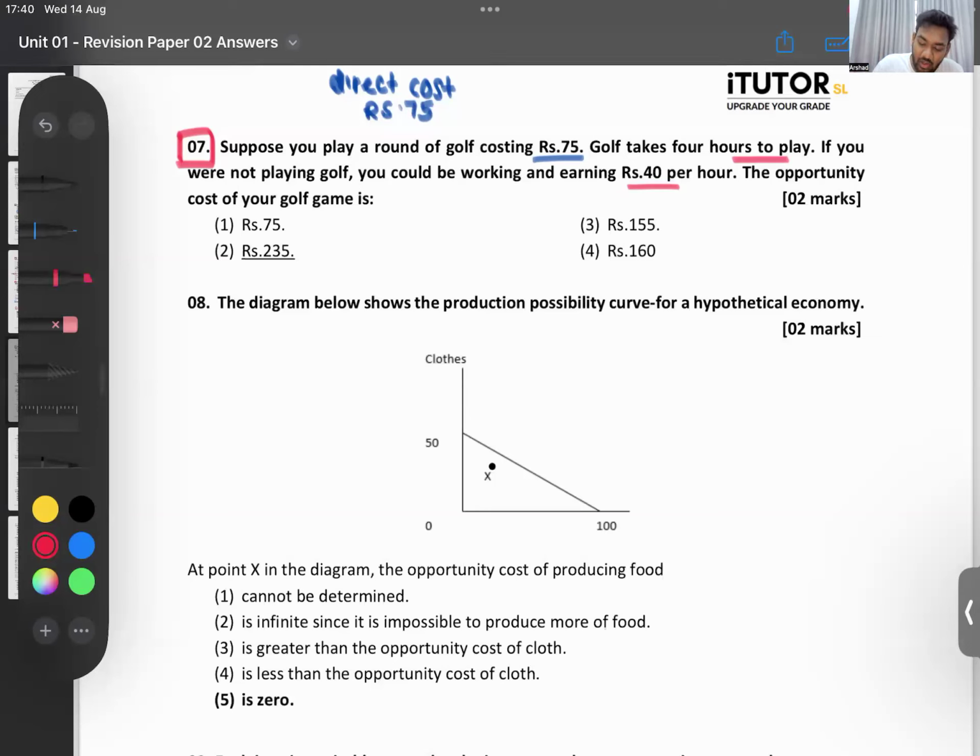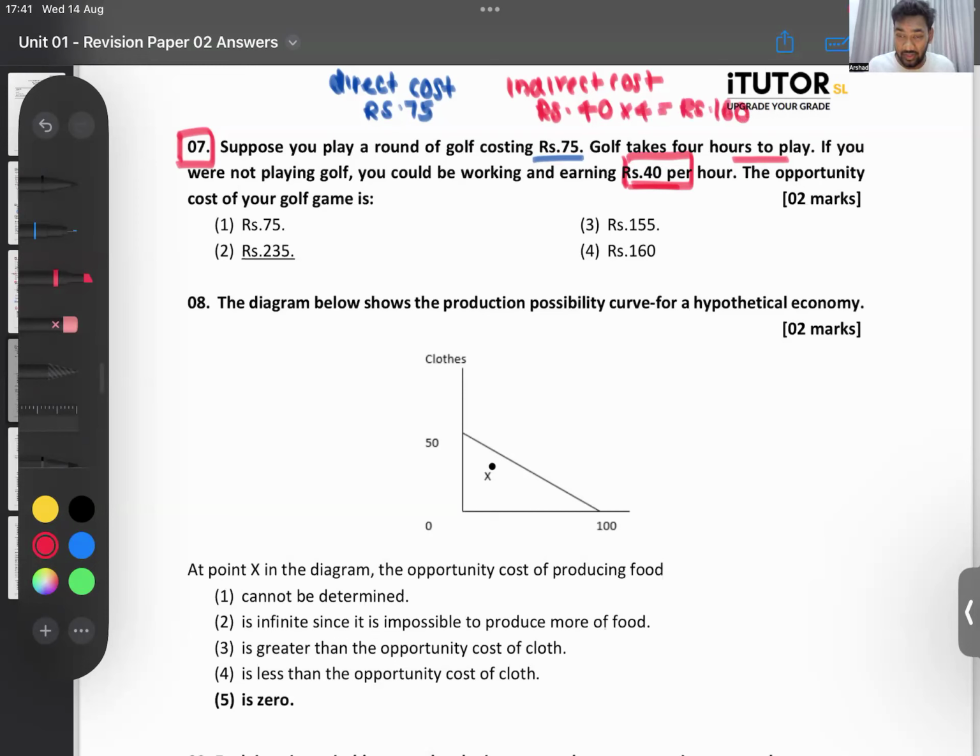If you were not playing golf, you would have earned 40 rupees per hour. So how much is the indirect cost? How much income are you sacrificing because you played golf? Per hour, you're sacrificing 40. For how many hours? For 4 hours. So 40 into 4, 160. That is your indirect cost.